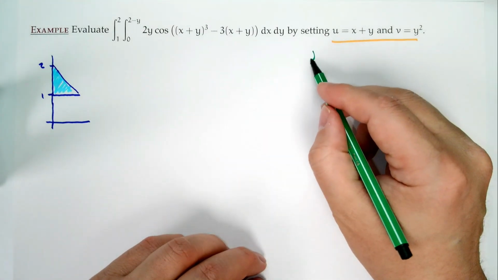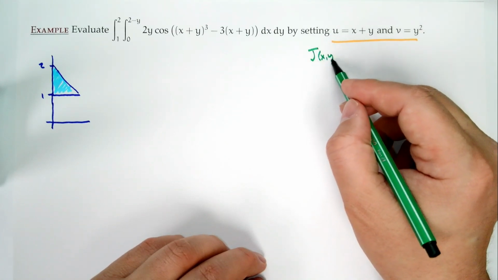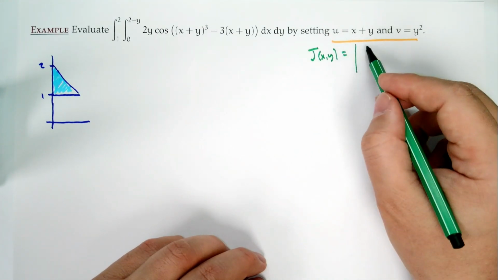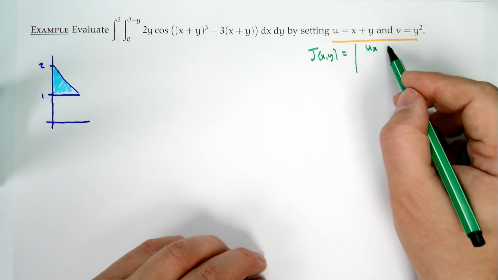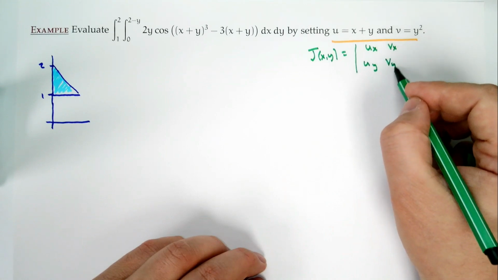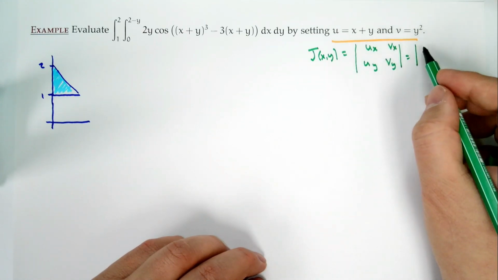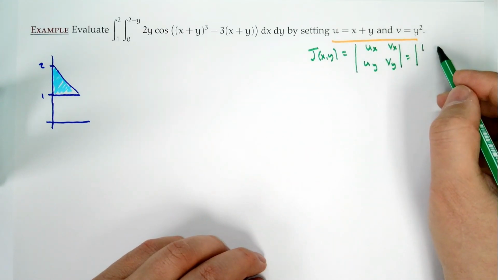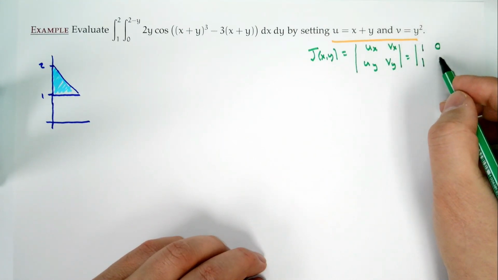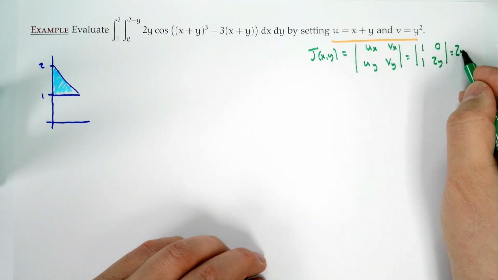So I'm going to compute the Jacobian. And the Jacobian of x, y, it's going to be functions of x and y. And so what will this be? Well, it's going to be the determinant of the derivative matrix: u sub x, v sub x, u sub y, v sub y. Take that determinant. u sub x is 1. v sub x is 0. Well, that's convenient. u sub y is 1. And v sub y is 2y, which says our Jacobian of x, y is 2y.